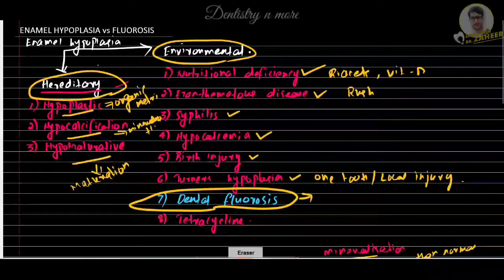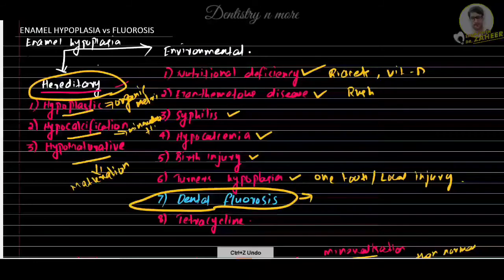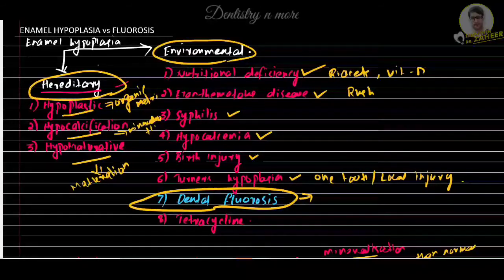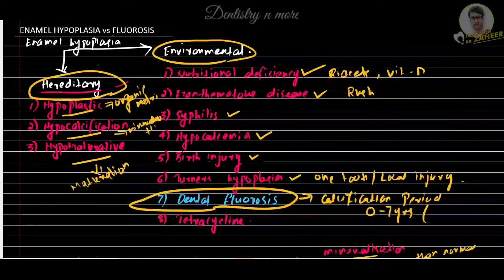Dental fluorosis is one of the classifications under environmental hypoplasia. This is due to an overdose or over consumption of fluoride, mainly during the calcification period of teeth, which is basically 0 to 7 years. By 7 years, up to the permanent second molar, mineralization or calcification will be complete.